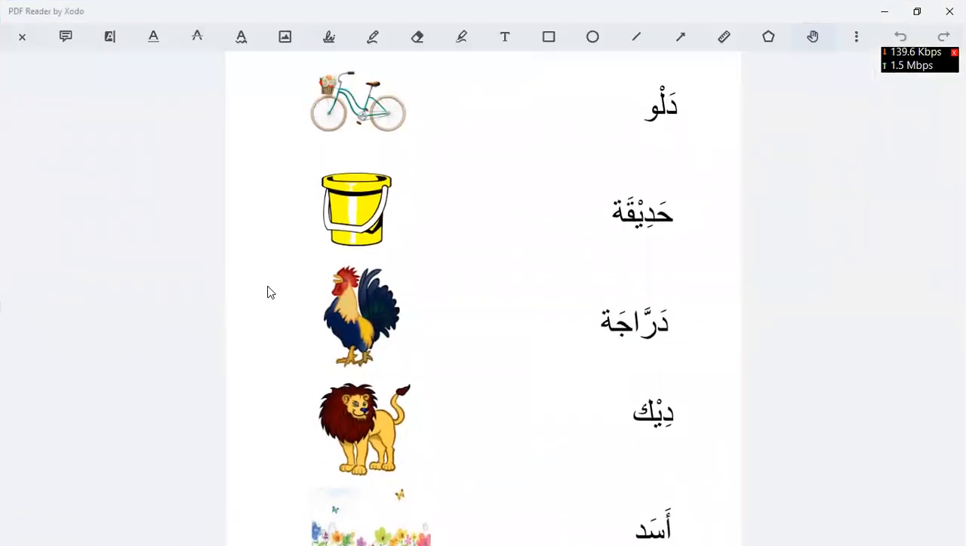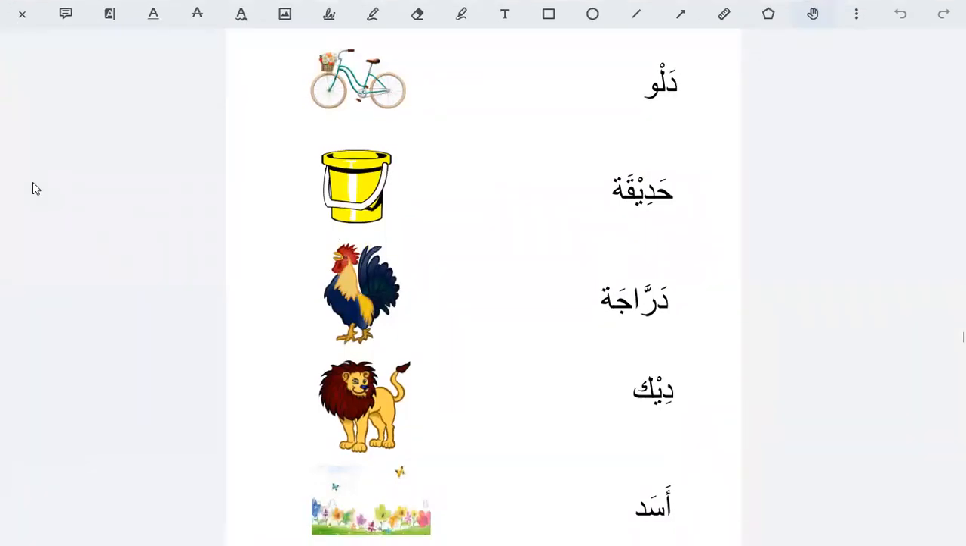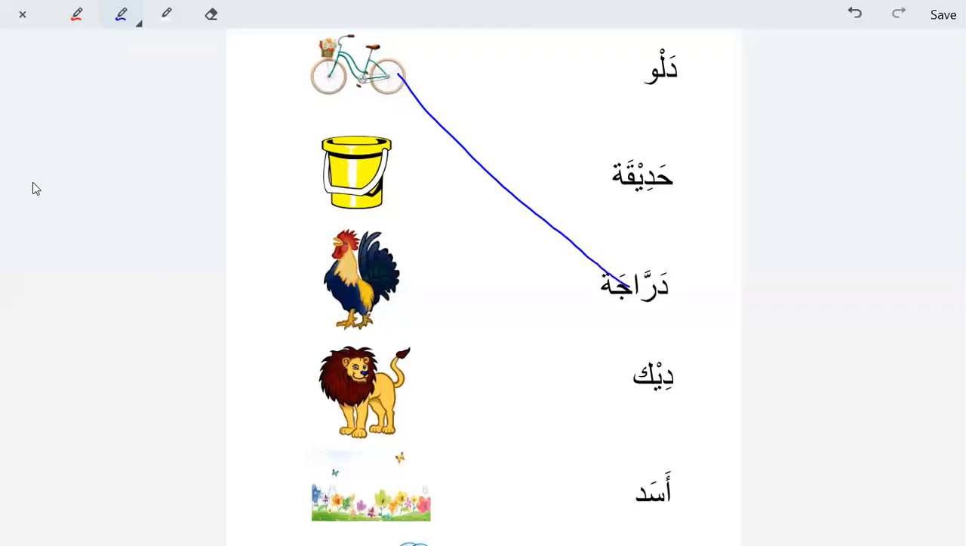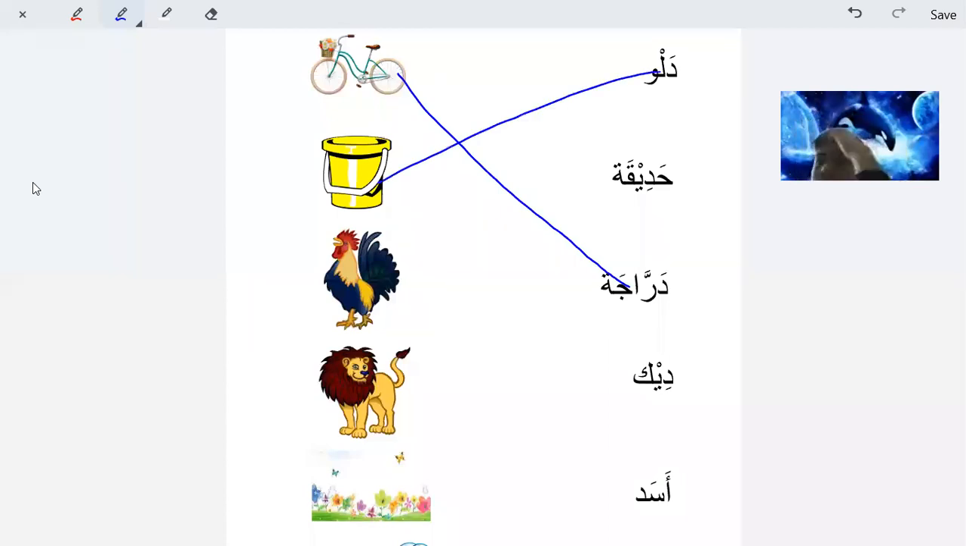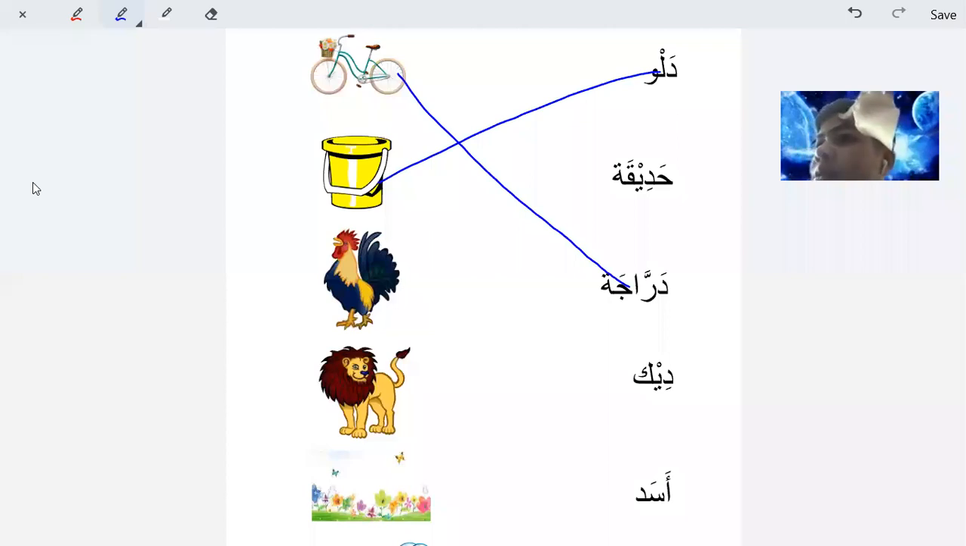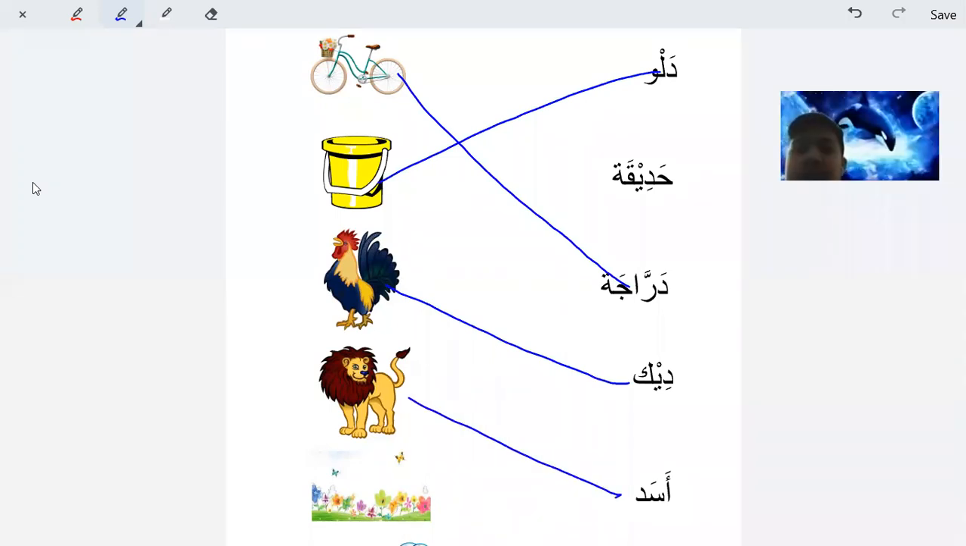Start. Okay. So the bicycle, right, is daraja. Good. And then the bucket is dal. Good. And then the rooster is deek. Deek, okay. And the lion is Asad. Good. And the garden is hadika.